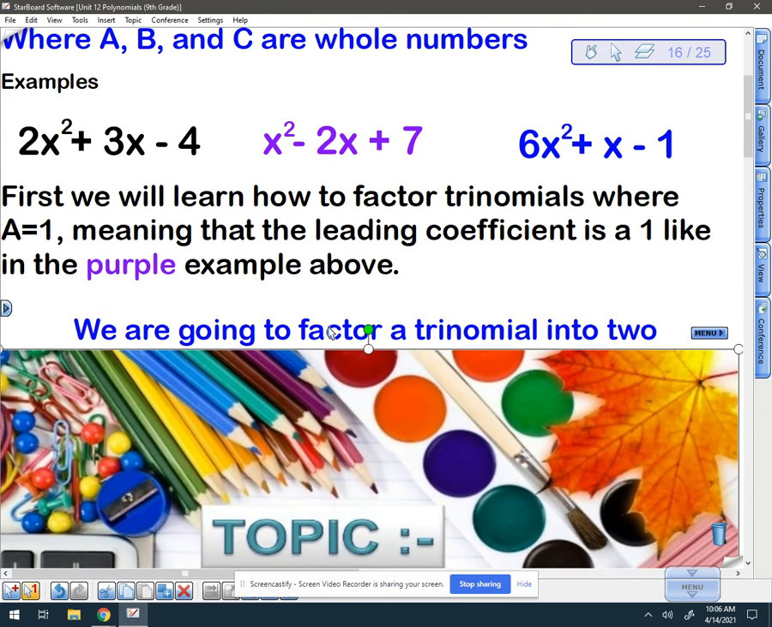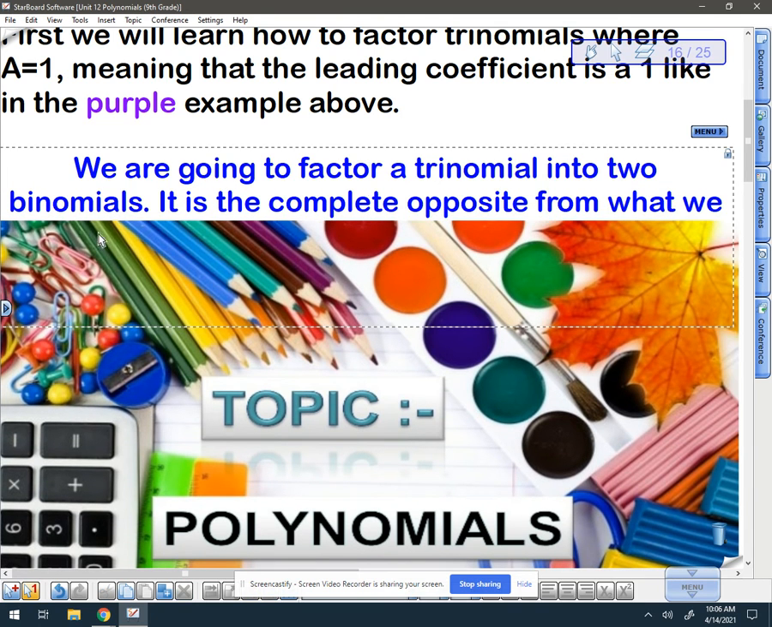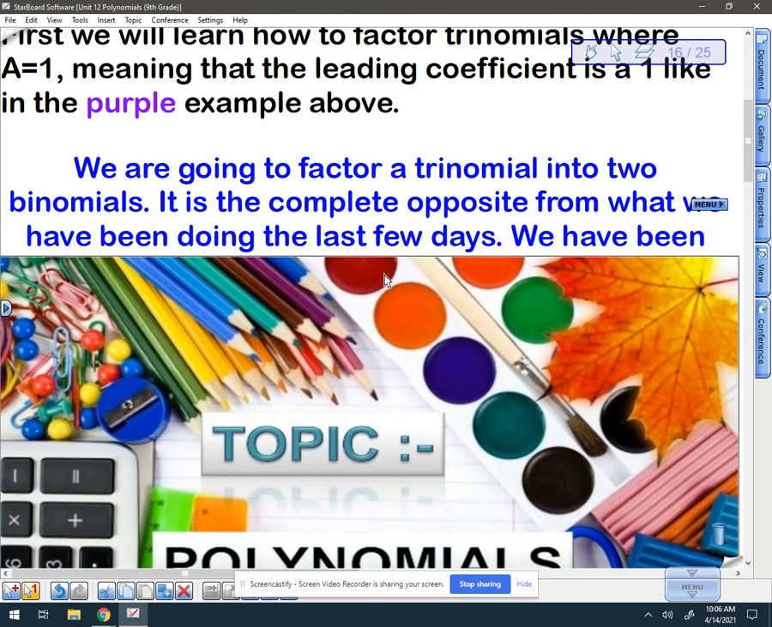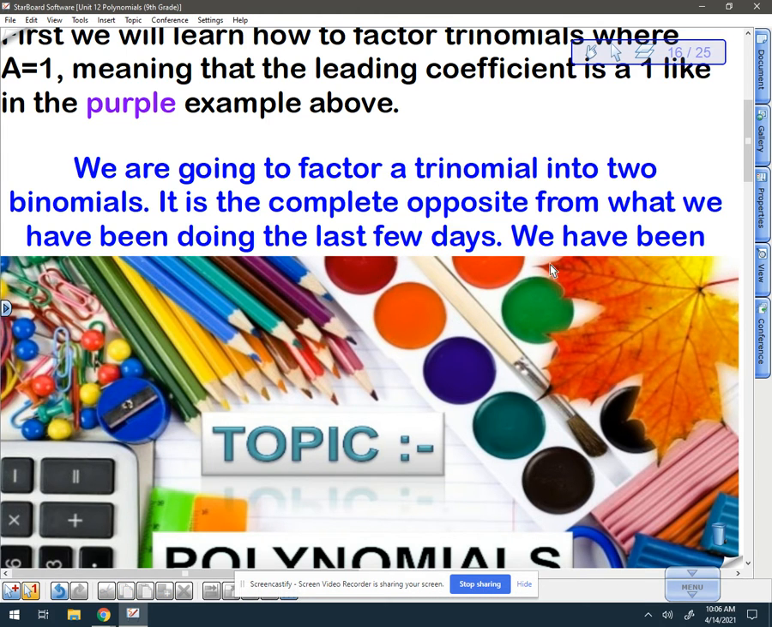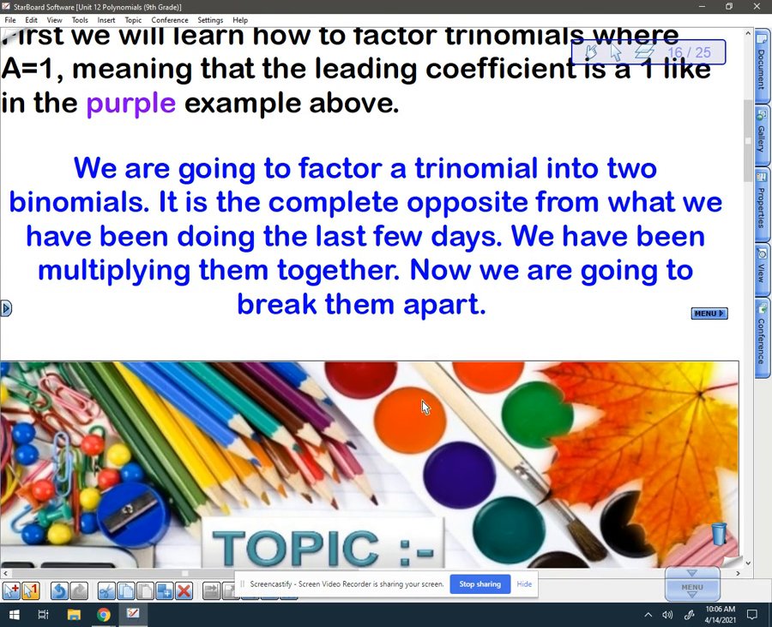So first thing, we are going to factor a trinomial into two binomials. We had just got done working on multiplying. So factoring is kind of like dividing. We just did greatest common factor where we divided out the factor. So now we're going to take a trinomial and break it apart into two binomials. It is the complete opposite from what we have been doing the last week or so before spring break. We have been multiplying them together, and now we're going to break them apart.